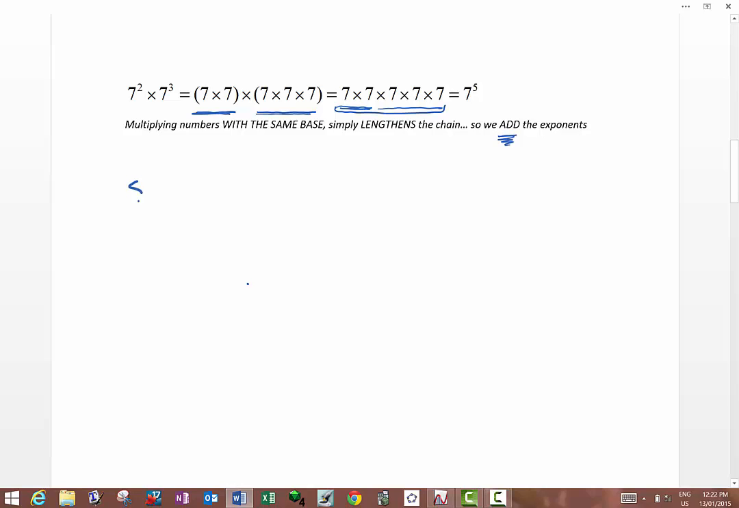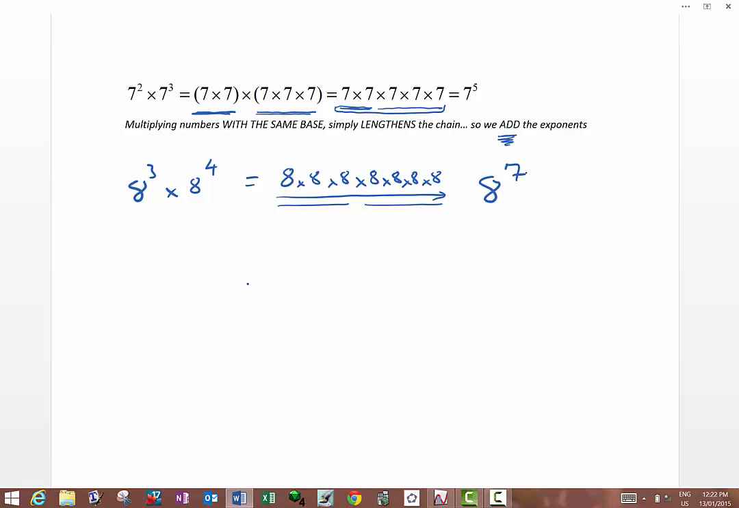Here's another example. 8 cubed multiplied by 8 to the 4. Well, 8 cubed is 8 times 8 times 8, and then we're going to multiply it by 8 times 8 times 8 times 8. And what that's done is lengthen the chain from an initial 3, and we've added another 4 to it. So altogether, this is 8 to the power 7. So in general, when we're multiplying numbers involving exponents, provided they're written to the same base, we add the exponents. Being the same base is really important.